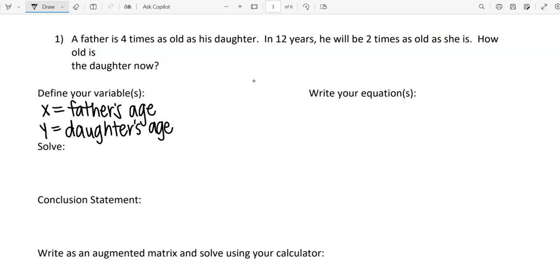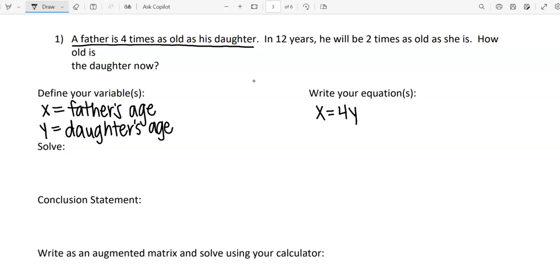Okay. How do I write an equation for a father is 4 times as old as his daughter? X equals 4Y. Good. So you're taking the father's age, and that is equal to 4 times the daughter's age. If it says in 12 years, what do we need to do to both of their ages? Add 12. So keep that in mind. We got to add 12.